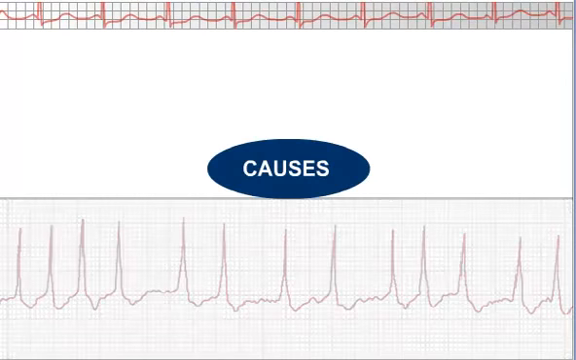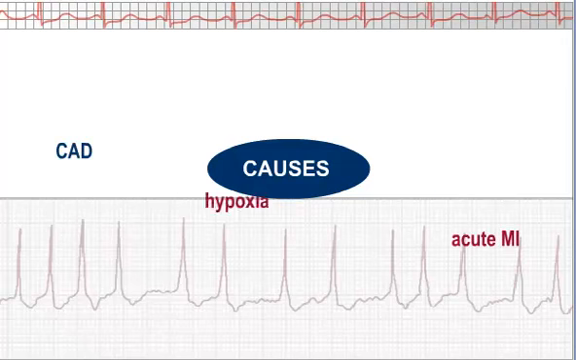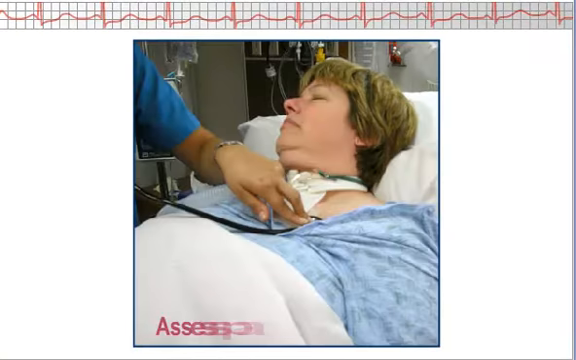The causes of AFib include the usual suspects: caffeine, alcohol, stress, and fatigue, which can produce AFib in a healthy person. Other possible causes include CAD, acute MI, hypoxia, CHF, hypertension, and valve disease. It is also not uncommon to see atrial fibrillation in a post-operative CABG patient. After carefully assessing the patient, you can begin the appropriate treatment.